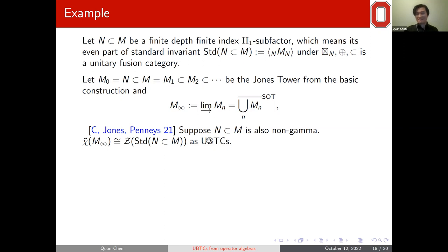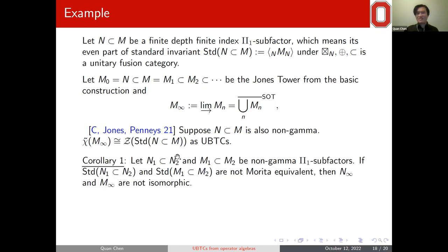All right. And we have some corollaries. So first, this is a braided tensor category, right? A unitary braided tensor category, but it is also a good invariant to distinguish these algebras. Just take this for example. If you start with non-gamma II_1 subfactors with non-Morita equivalent standard invariants, then their Drinfeld centers won't be equivalent as unitary braided tensor categories.